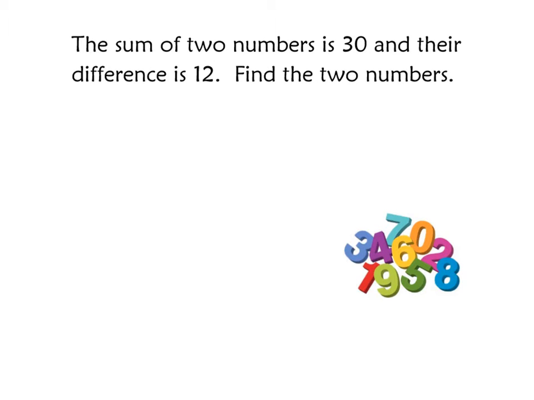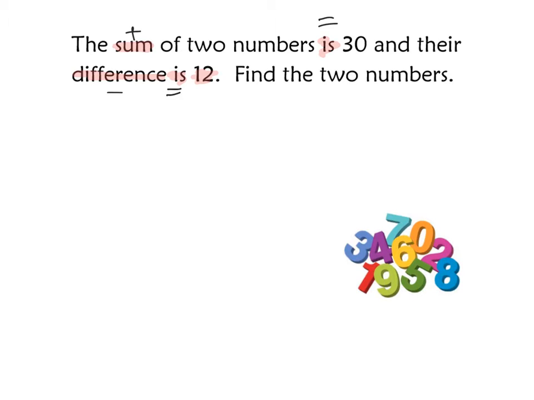So this first problem says the sum of two numbers is 30. A couple things that we need to recognize is that sum is going to mean to add. And when we see the word is, that typically means equals. And then it also says, and their difference is 12. So this time, difference means subtract. Again, I see is, so that means equals. And then it says, find the two numbers. So we need to write two different equations.